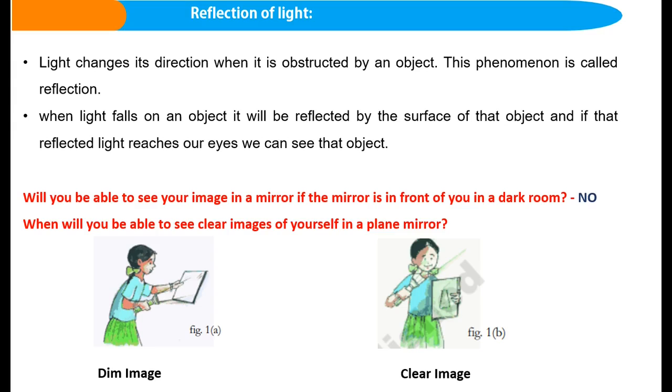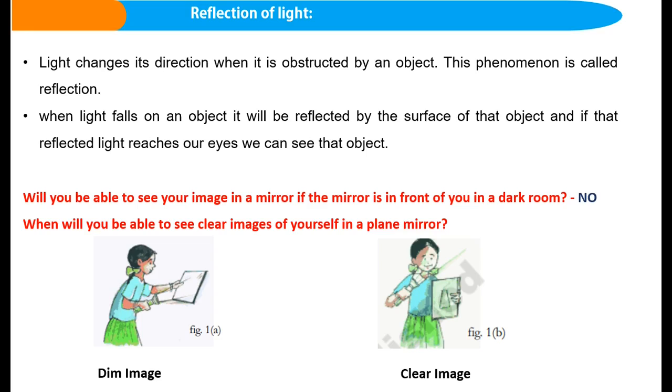Let's do a small activity. Try to see your face by holding a mirror. Now focus the torch towards the mirror as shown in figure 1a. You can see a dim image of your face in the mirror. Now focus the torch on your face as shown in figure 1b. Now you are able to see a clear image of your face in the mirror. Why does it happen so?